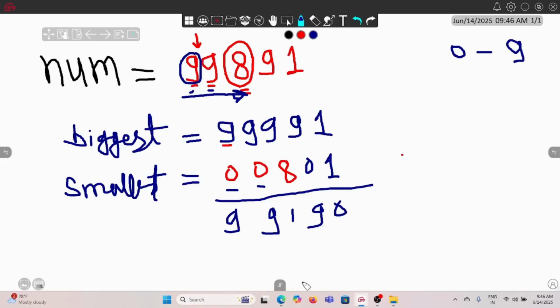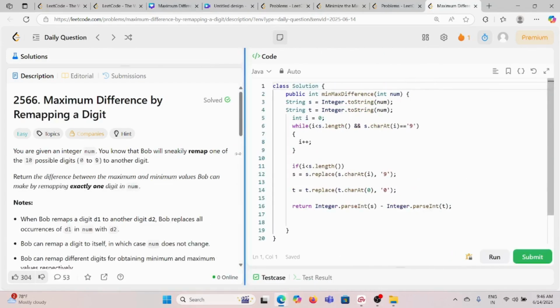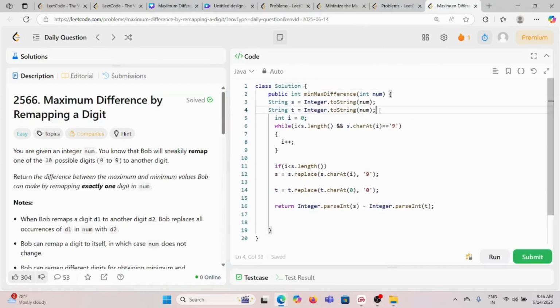And so let me show you my corresponding code for it. I have already done it. So see here, first of all, for the sake of simplicity, I am converting this num to string. Okay, so integer dot to string, we are converting this. So we are taking two strings, s and t, for the biggest and the smallest. Okay, so see here what we are doing.